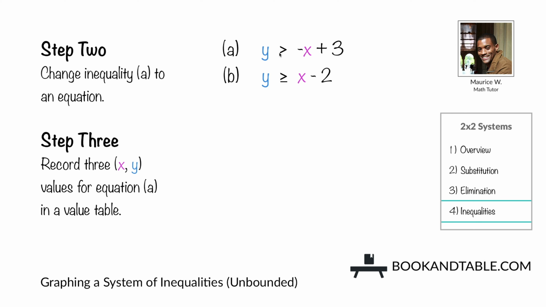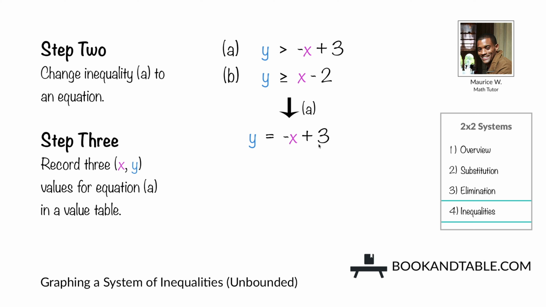So step 2, we want to change inequality A to an equation. So we simply change this greater than sign to an equal sign. And now we have the line that represents that inequality. Y is equal to negative x plus 3. In step 3, we can record 3 xy values for equation A in a value table.